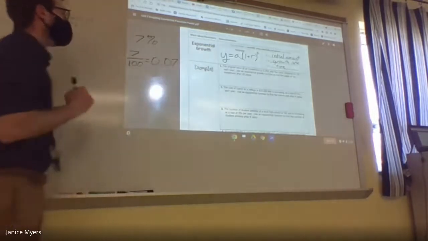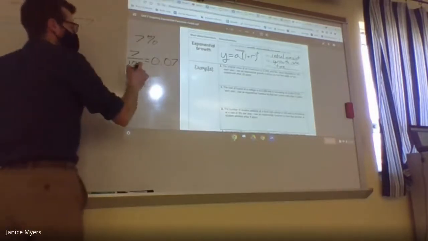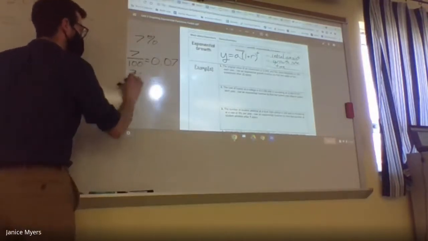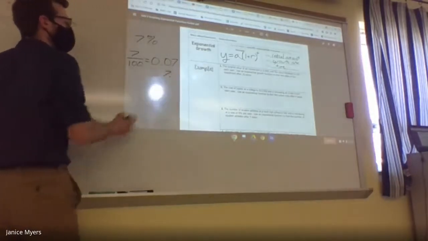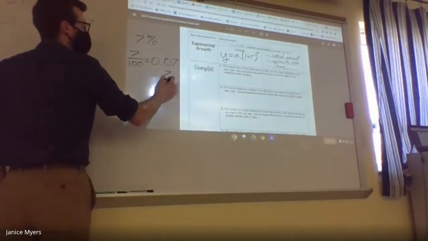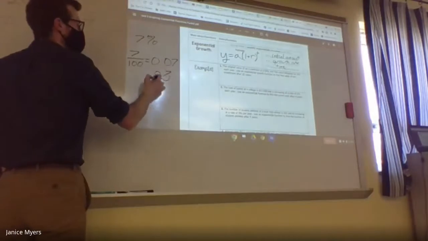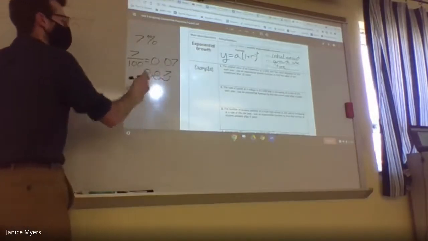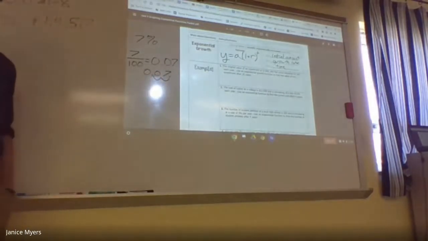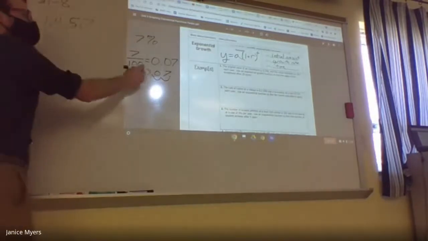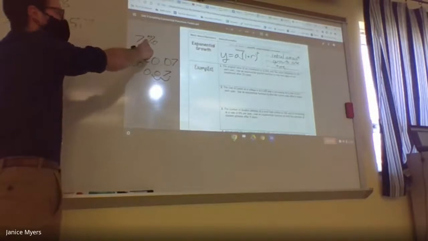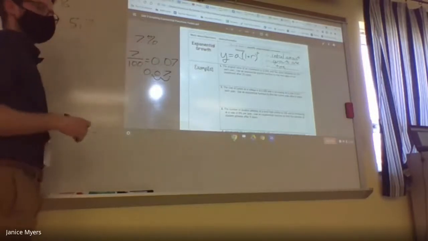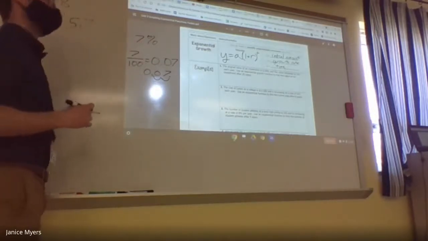0.07. Or you can just, let me scoot this up a little bit, because your decimal point will be right there, you can just move this 2 places to the left. So it would be right here. Either way works, and either way is fine. It just needs to be converted. If you're given a percentage with the percentage sign after it, you need to convert it, because the formula will not work and you will get an incorrect number.